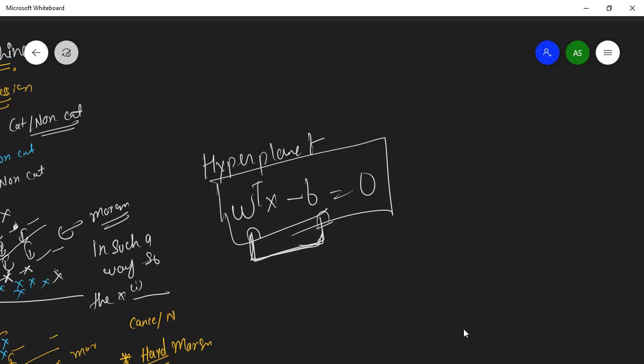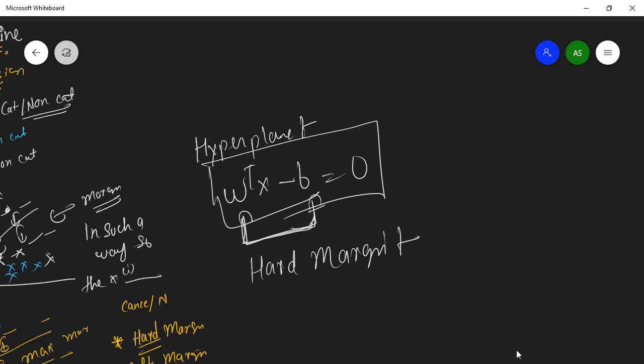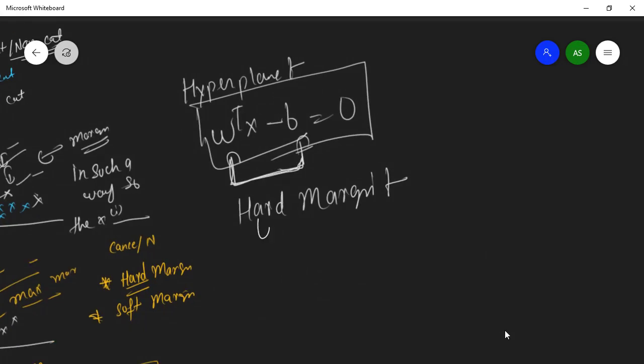So let's define some constraints for hard margin, how hard margin makes predictions. Whatever the output of your model, W transpose x minus b, is greater than or equal to 1, then anything on or above this margin will be regarded as 1. In this case it will be cat.